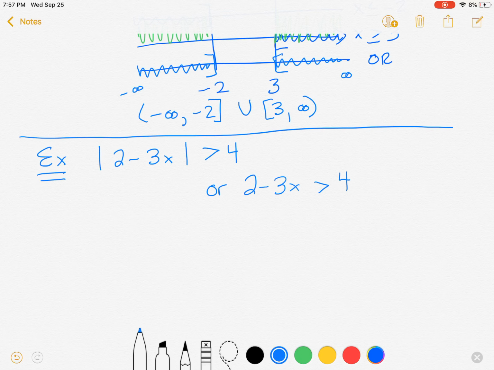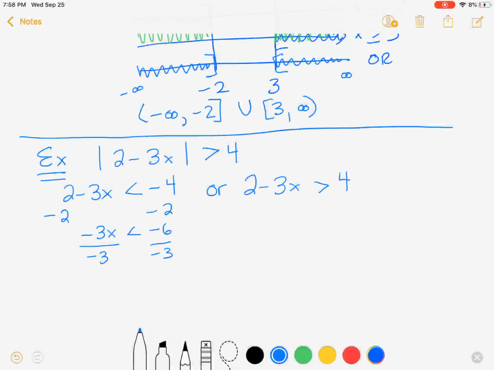The word in the middle is or, and then I'm going to set up 2 minus 3x, flip the inequality sign, and flip the sign on the number. All right, so when I go to solve this, I'm going to subtract 2 from both sides, and I get -3x less than -6. Now here I'm going to divide by -3. And when I divide by a negative in an inequality, remember it's got to flip that inequality sign. So we'd have x greater than +2.